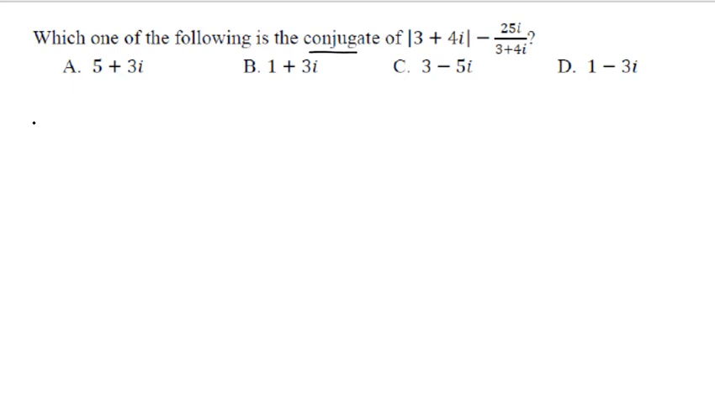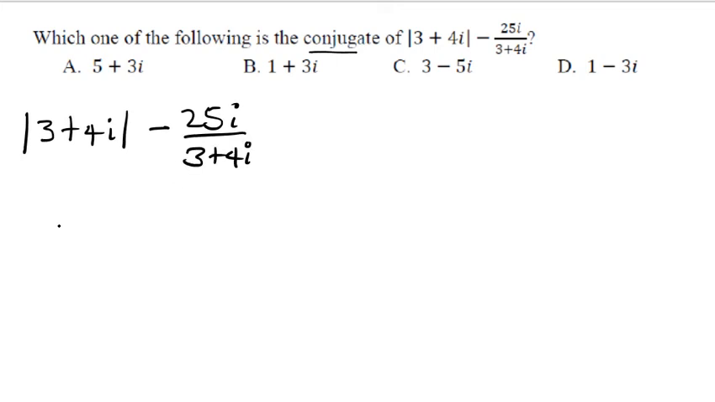Okay, so what's given here? First, the modulus of 3 plus 4i, minus 25i, the whole over 3 plus 4i. This is the original question, so let us do it step by step. The first part here, the modulus means the absolute value or the magnitude. So what to do? Just square the real and the imaginary, then put in the square root.